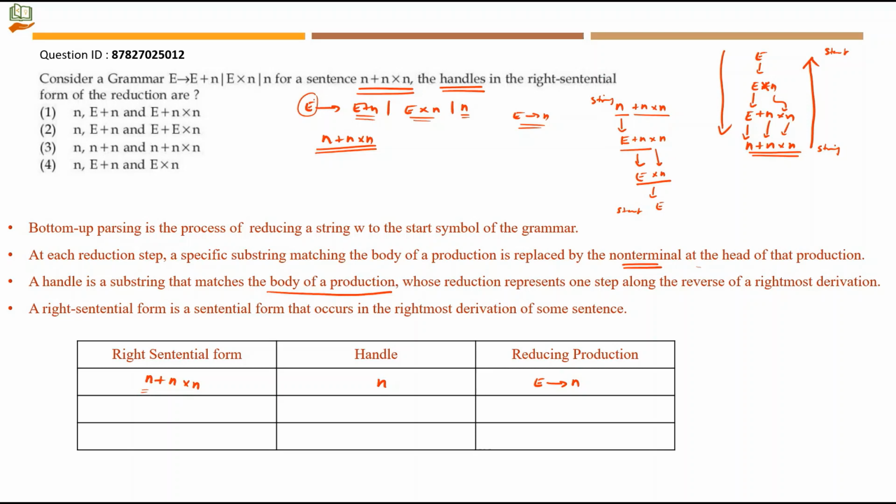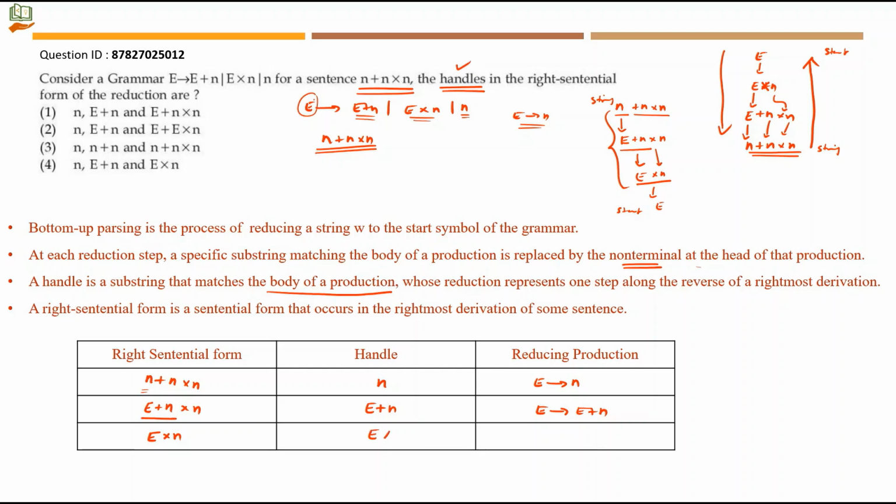Now after reducing the production, what happens in the right sentential form? This turns into e plus n into n. Whatever we did here, we are just placing it in three different columns along with the appropriate names. Only then you will be able to answer the question. What is the next handle we are going to work with? It is e plus n. So the handle that we work with next is e plus n. And what is the reducing production? It is e derives e plus n. So what will the complete substring be replaced by? E. Now the remaining is into n.